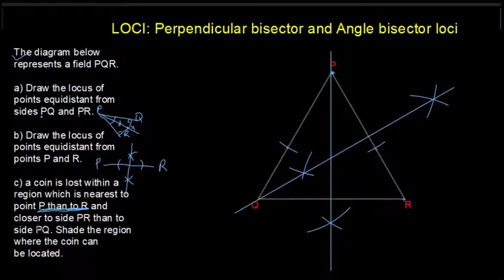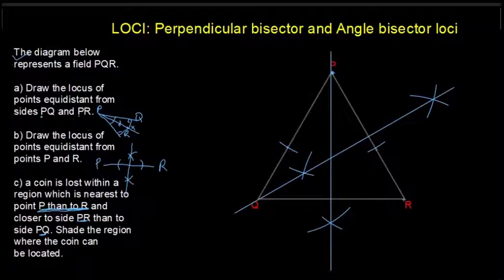So, and closer to side PR than to side PQ. When you talk about PR and PQ, again, that is now about the angle bisector locus. So the angle bisector locus was here, this line here, that is the locus of points equidistant from PQ and PR. So the side closer to PR than to PQ is the side of this locus towards PR.